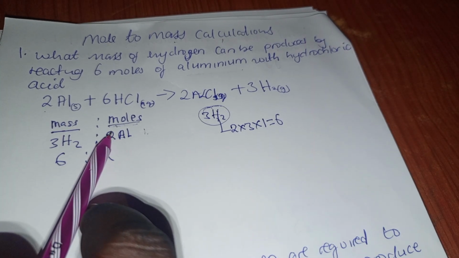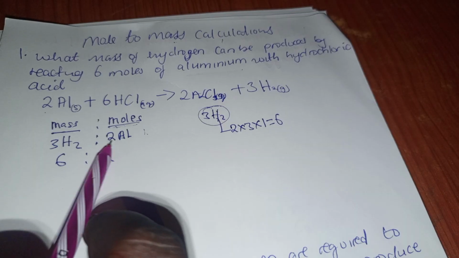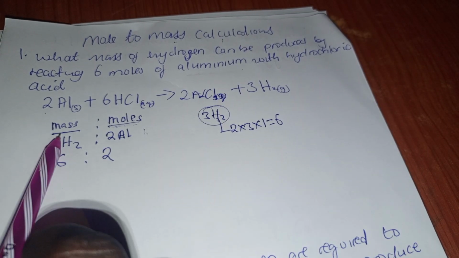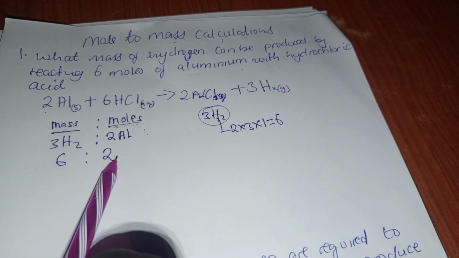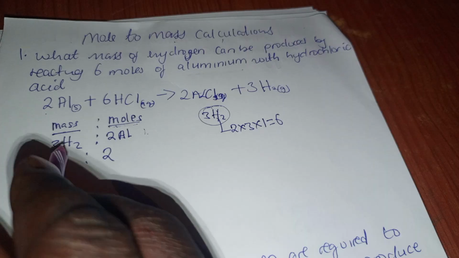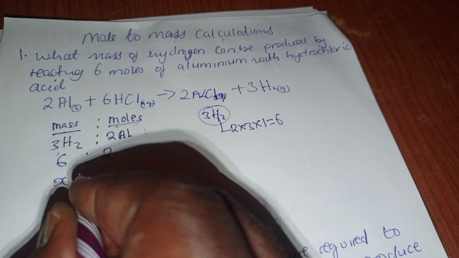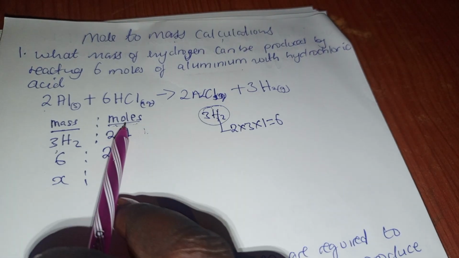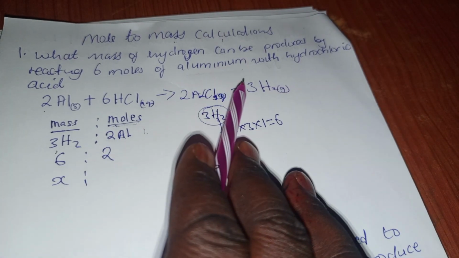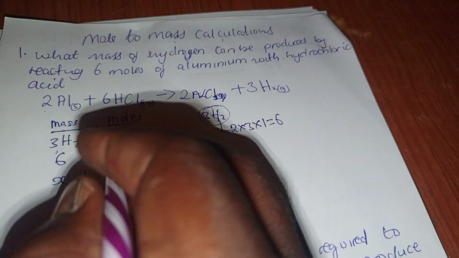Then this side I'm putting number of moles, and this 2 in front represents the number of moles. So this side is for mass, this side is for the number of moles. Okay. So now I'm looking for mass, which means for hydrogen, so I put X here. Then the number of moles for aluminium given in the question is 6 moles, so I'll put 6 moles here like this.